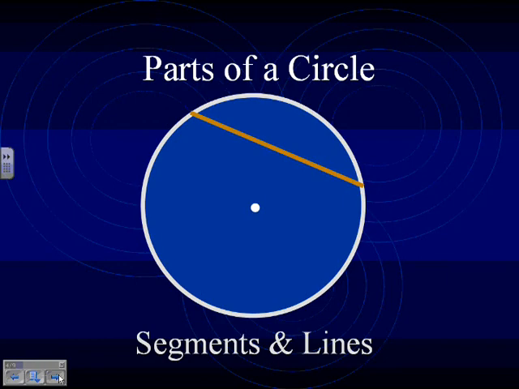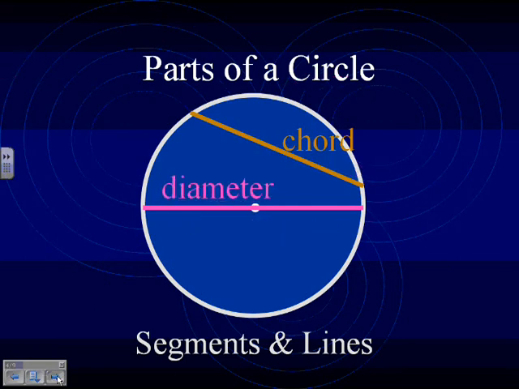Why? It doesn't go through the center, but it's got two endpoints there. So just a chord. Why is it a diameter? So what is it also? So that's a diameter and a chord. It's most specifically a diameter, but it still counts as a chord.